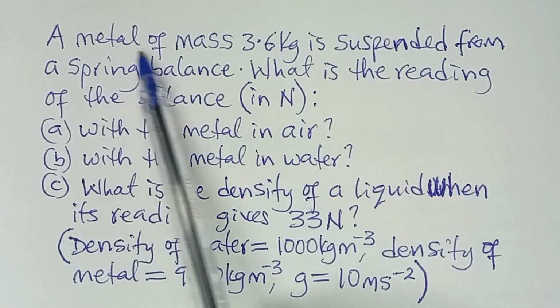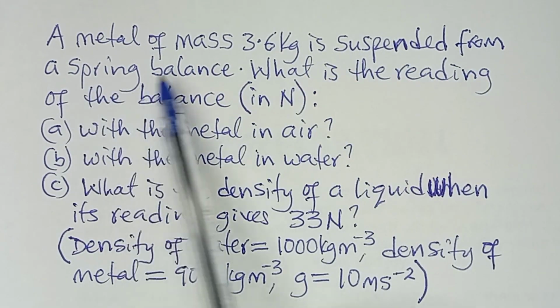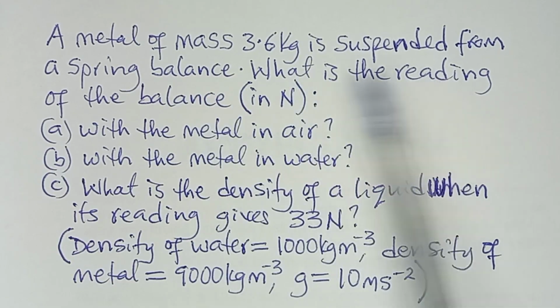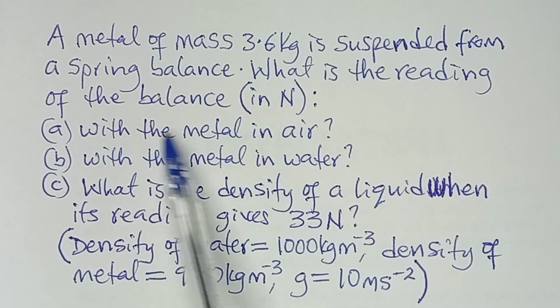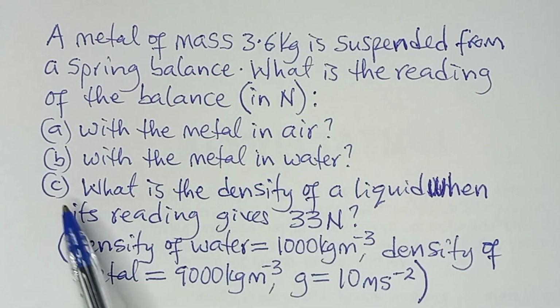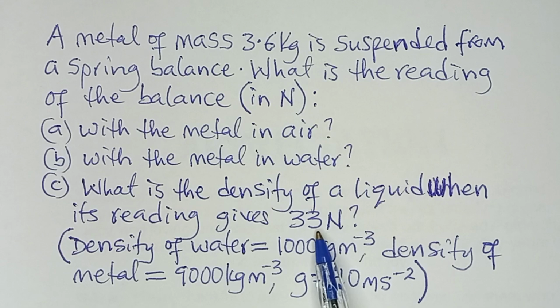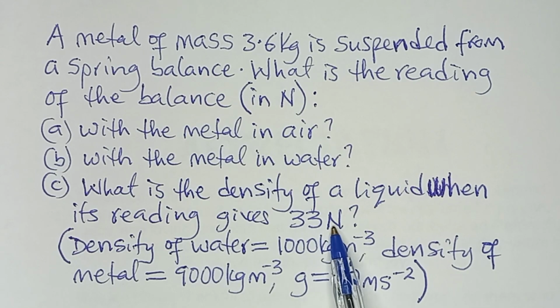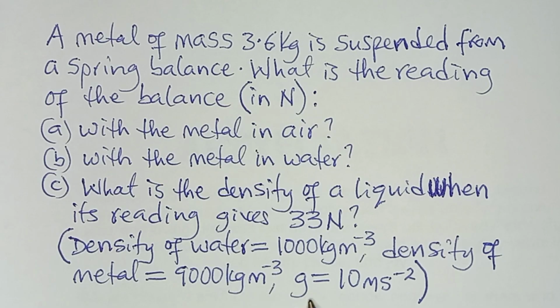The question here says a metal of mass 3.6 kilogram is suspended from a spring balance. What is the reading of the balance in Newton with the metal in air, B with the metal in water, and C what is the density of a liquid when each reading gives 33 Newton? And we are given density of water, density of the metal, and we are given acceleration due to gravity.